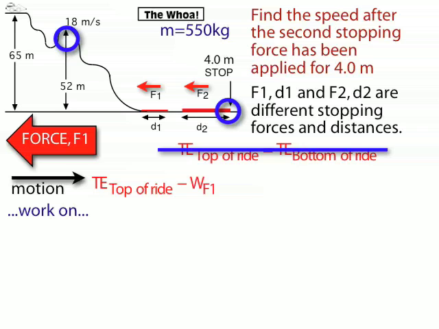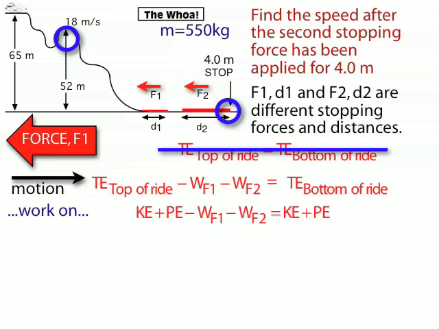Now F2 is the same situation. It's going left and the motion is going right, so this is work being done on the car, so I'm also going to subtract it. And then I'm going to set them equal to the final energy, which in this case is just total energy at the bottom of the ride. Now I need to be a little more definitive on my energies. Kinetic energy plus potential energy minus work of F1 minus the work of F2 equals kinetic energy plus potential energy at the bottom of the ride.